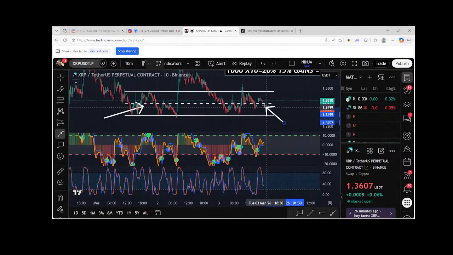And I'll show you here with the arrows. You see how it's creating that right there. So that's where we can make a taller parallel channel.